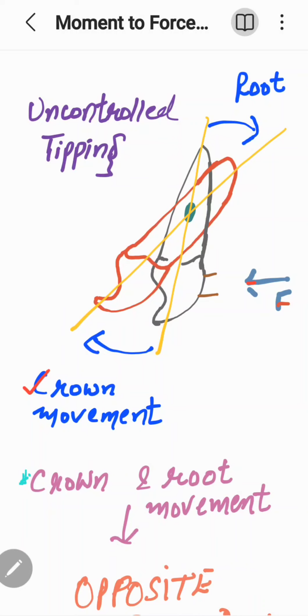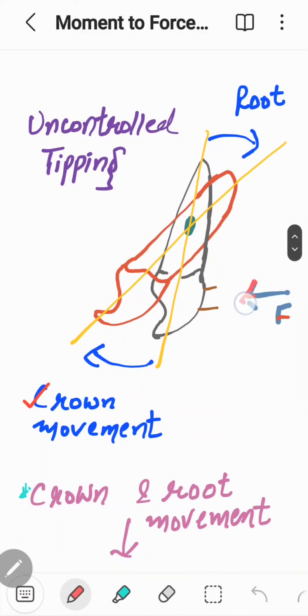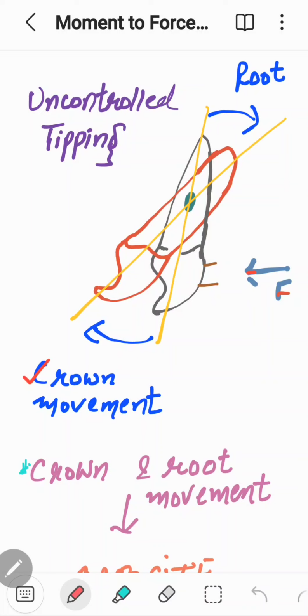Now coming back to the previous diagram, whenever a force is applied through the incisor bracket, it will create a moment and hence the crown will move in one direction and the root in the opposite direction. So that is uncontrolled tipping. Whenever a force is applied through the bracket area on the labial surface of the crown, it will create a rotatory movement and lead to uncontrolled tipping. Now this kind of movement is not always desirable.